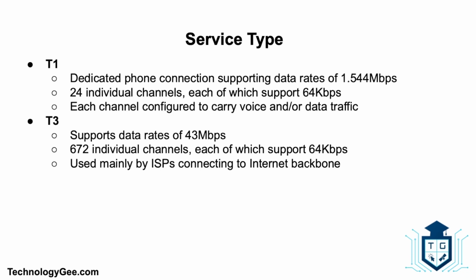Then we have a T1 circuit. A T1 carrier is a dedicated phone connection supporting data rates of 1.544 megabits per second. A T1 line consists of 24 individual channels, each of which supports 64 kilobits per second. Each 64 kilobit per second channel can be configured to carry voice or data traffic. Most telephone companies allow you to buy just some of these individual channels, which is known as fractional T1 access. T1 lines are a popular leased line option for businesses connecting to the internet and for ISPs connecting to the internet backbone.